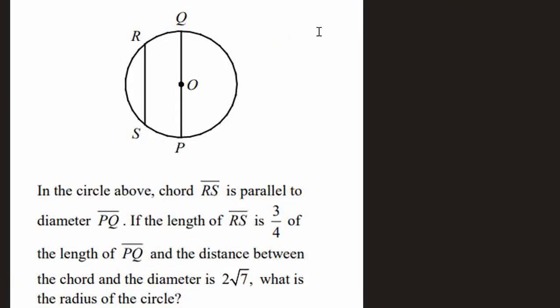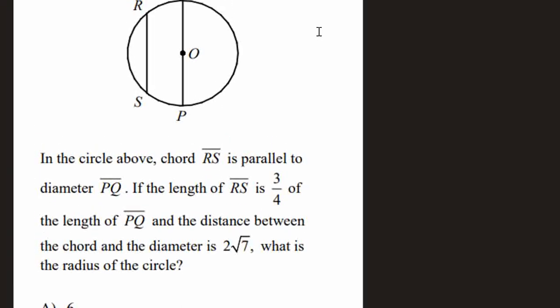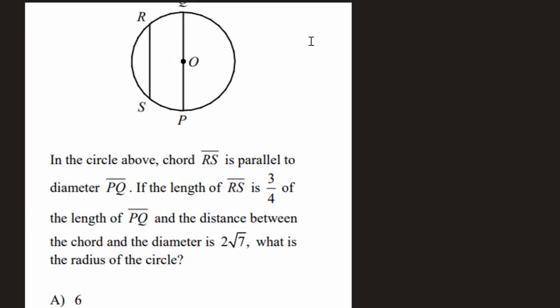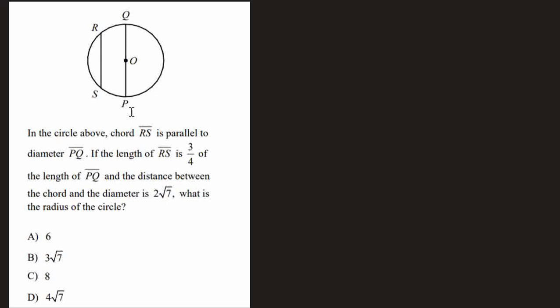Our last question for today is this one. In the circle above, chord RS is parallel to diameter PQ. If the length of RS is 3/4 of the length of PQ and the distance between the chord and the diameter is 2 square root of 7, what is the radius of the circle? So this is 2 square root of 7.